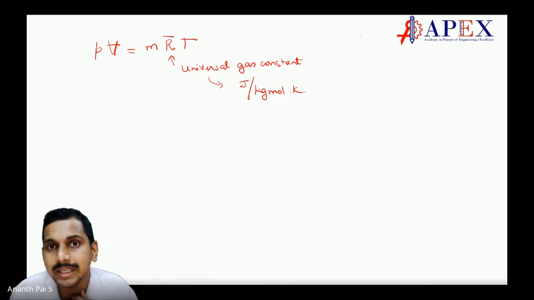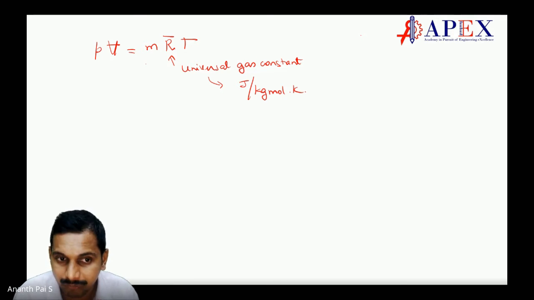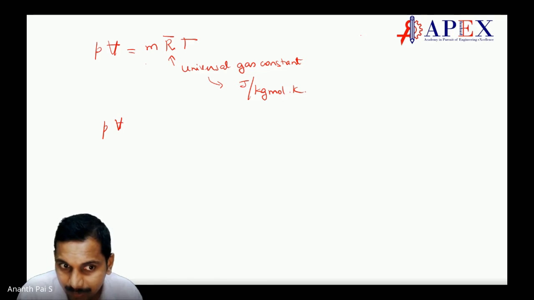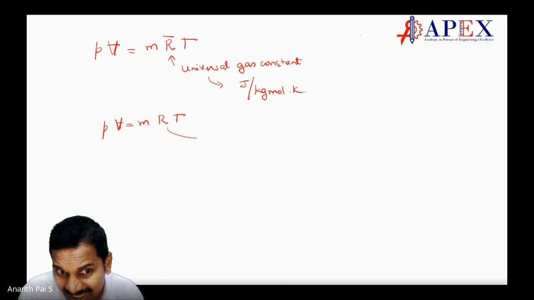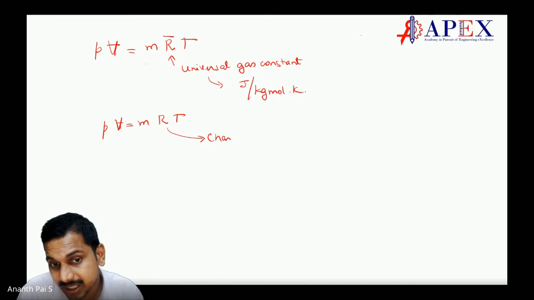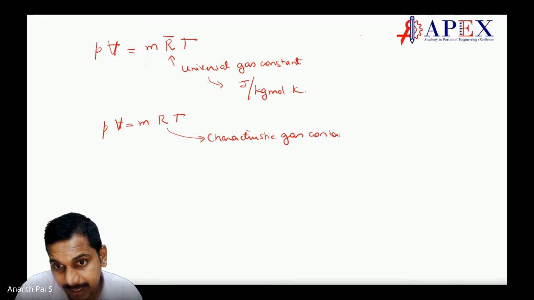Okay, 1 kg mole consists of so many kgs of molecular weight, the number of kgs of that substance, is it not? So if I consider air, this is PV is equal to RT, but the way I have written is PV is equal to M into RT. What is this R? This is called the characteristic gas constant.